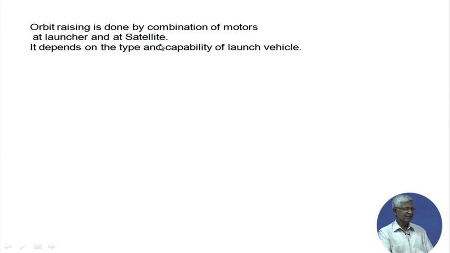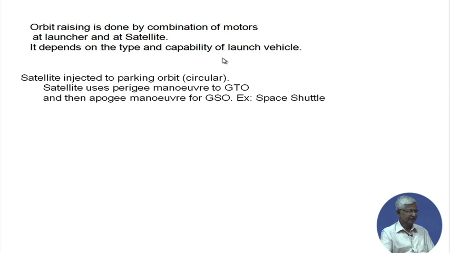This orbit raising is done by a combination of motors at the launchers and at the satellites. It depends on the type and capability of the launch vehicle. After injecting into the parking orbit, the satellite uses a perigee maneuver to GTO. We have shown that diagram earlier, and then an apogee maneuver to GSO. The space shuttle is one of the examples which does it this way.